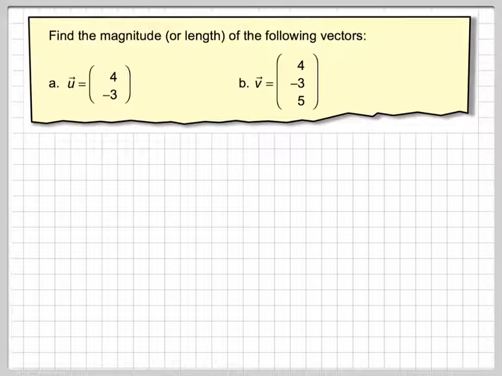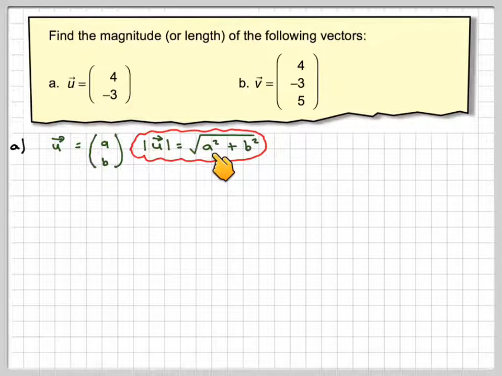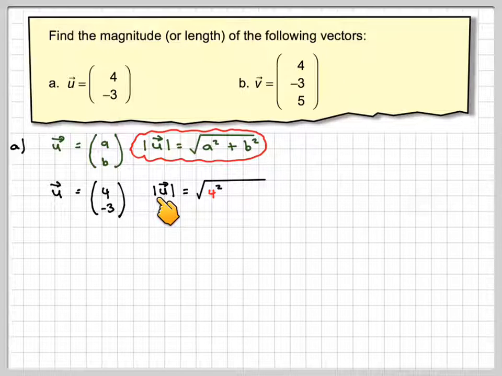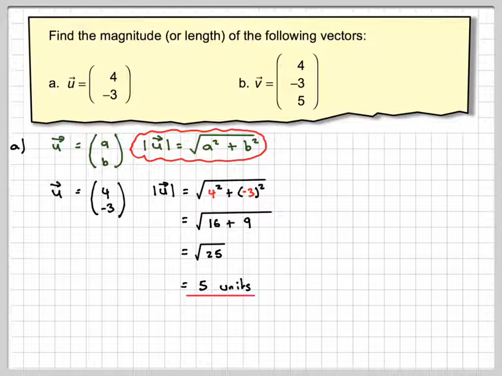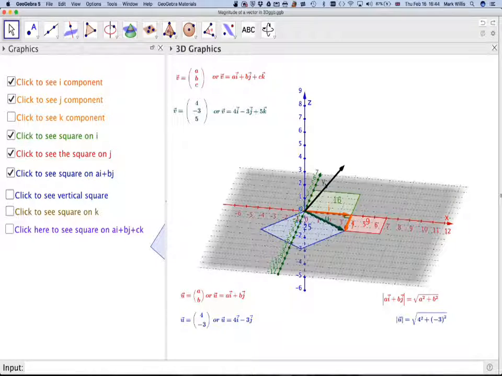So let's go back to this. u is (a, b), and the magnitude is a squared plus b squared. So u is (4, -3). Therefore the magnitude of u, and the symbol for magnitude is 2 straight lines, is the square root of 4 squared plus (-3) squared. Make sure you put that minus 3 in brackets. So that's 16 plus 9, and if not in brackets, you'll take 16 take away 9, which is not correct. So it's the square root of 25, which is 5 units. Now in 3 dimensions, that's a little bit more complicated.